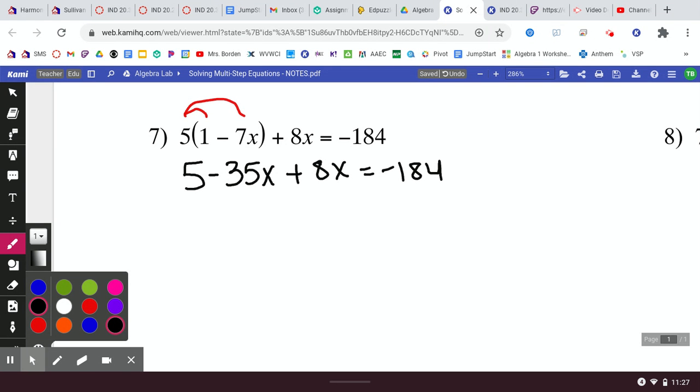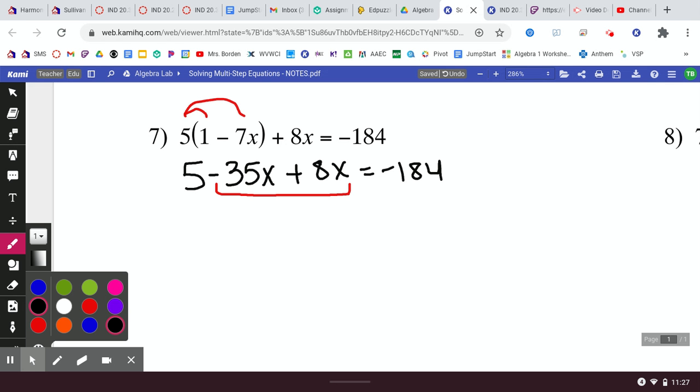Do I have like terms on either side that I can combine before I start adding and subtracting and moving stuff? What do I have? Gabby, what do I have? Step 1 of our 3 steps was to combine like terms. Do I have any like terms to combine on the left or the right? Okay, so what do I have to do? Yeah, these right here, the -35 and the 8x are both x's.